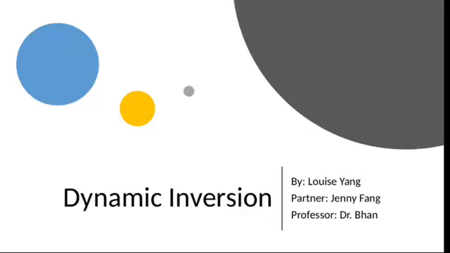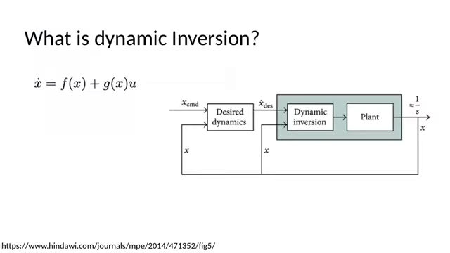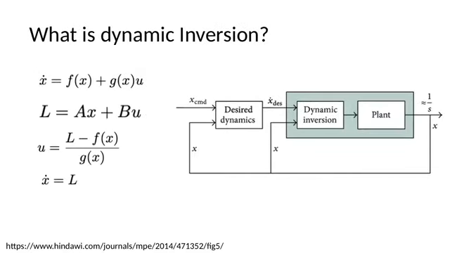For my Systems Lab final project, I worked with Jenny Fang to place a UAV into hover using dynamic inversion. Dynamic inversion is a technique used to control a system in a linear fashion by canceling out known nonlinearities. For example, take the following system x dot, where f of x is a nonlinear function. Suppose you want the system to follow a desired linear model L.